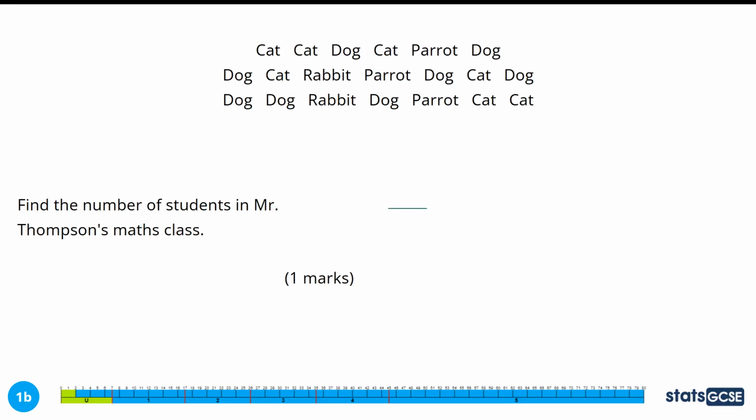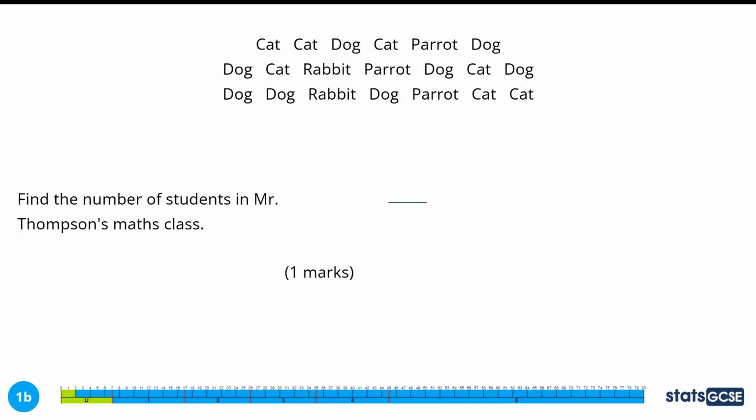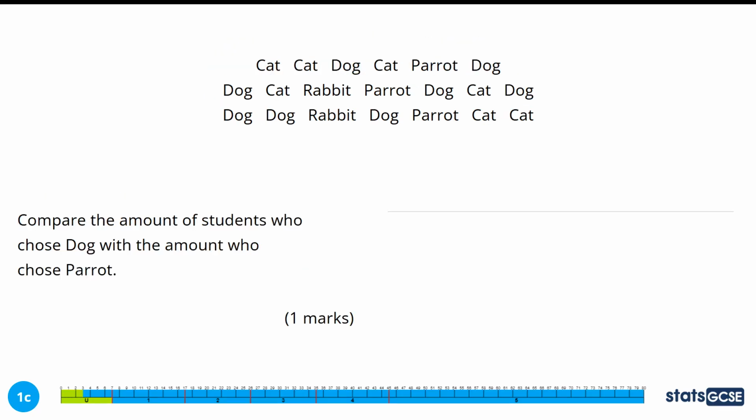Find the number of students in Mr. Thompson's maths class. Every student gave a response, so each of these is an individual student, and altogether there are 20 students.